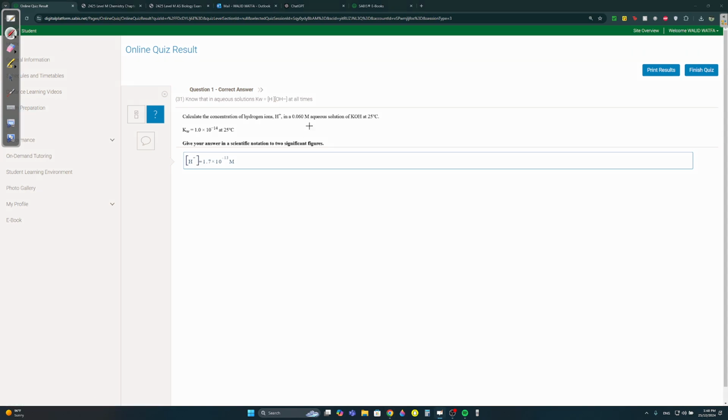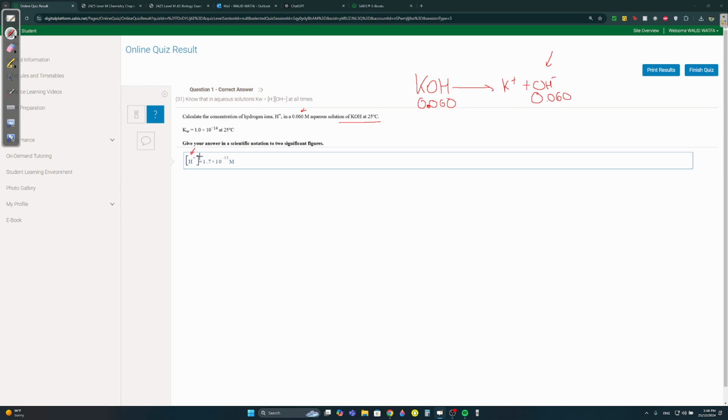Calculate the concentration of H+ in 0.06 KOH. What do you do? You dissociate it. KOH gives you K+ and OH-. This is how much? 0.06, right? So if this is 0.06, how much is the concentration of OH? They have the same coefficient, so it's going to be 0.06. So OH is 0.06.